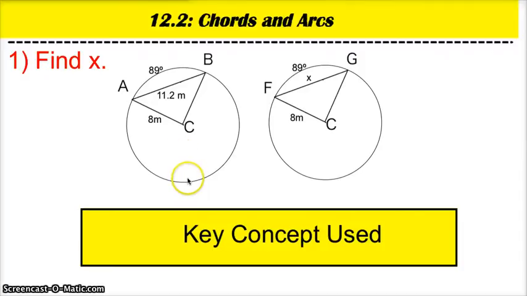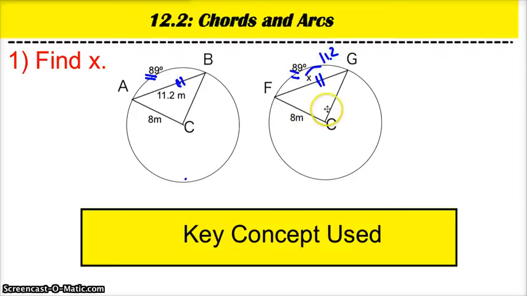It says find the value of x. Not a whole lot of math happening here, but some observations. Notice that the arcs are the same. So the key concept says that if two arcs are the same, then the chords must also be the same. So x is really 11.2.